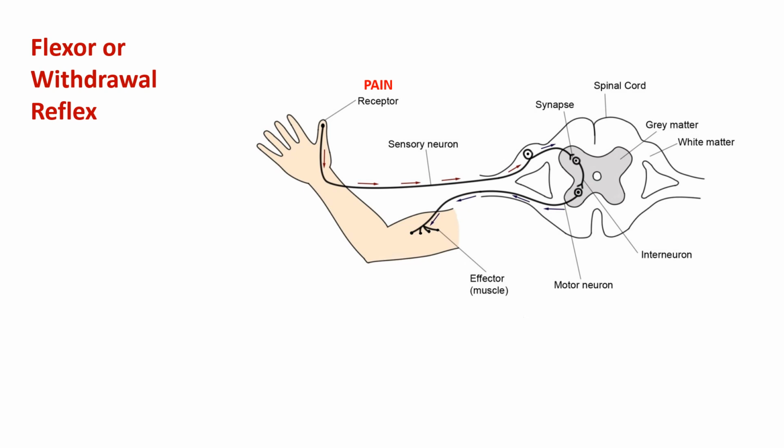And here's an example of a flexor, aka withdrawal reflex. If you have a painful stimulus leading up through the dorsal root, interneuron, ventral root to an effector, in this case a flexing action, withdrawing the upper extremity.